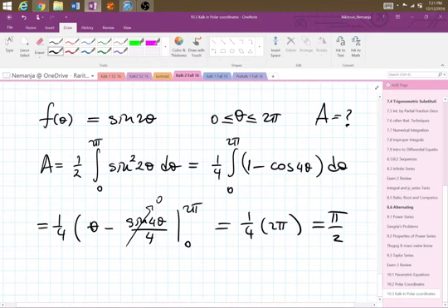What is the area of a single petal? Divide by 4. Pi over 8. So each one of them is pi over 8.